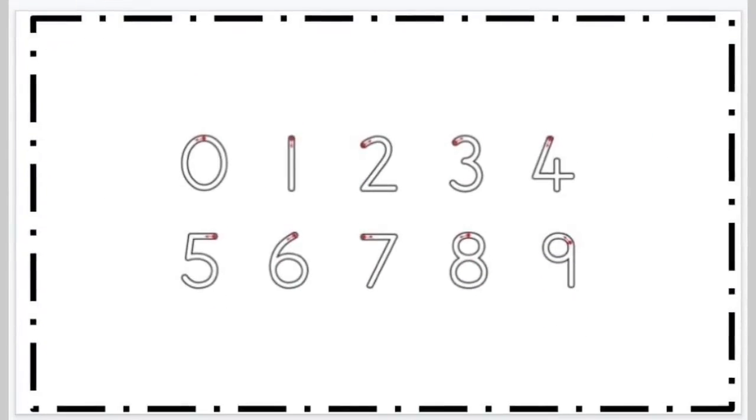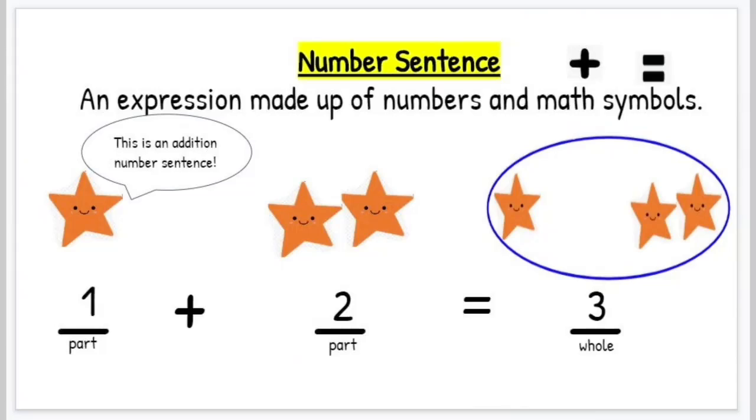Good mathematicians use correct number formation. So here are some examples of all of the digits that we use in numbers and the correct way to start the number and form the number. Good mathematicians also review their mathematician vocabulary. So one of the vocabulary words that we have used a lot lately is number sentence, specifically addition number sentence, where we are adding the parts. So we have been working with addition number sentences that have two smaller parts that add together to equal a whole amount.